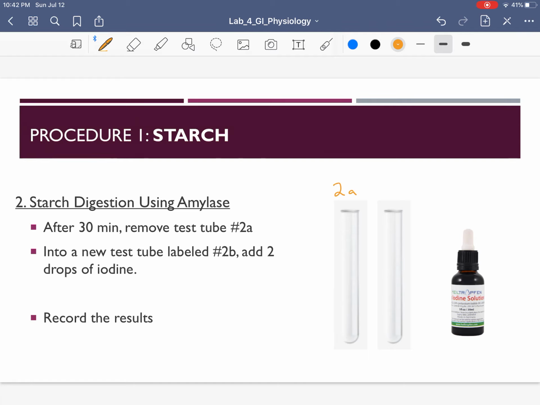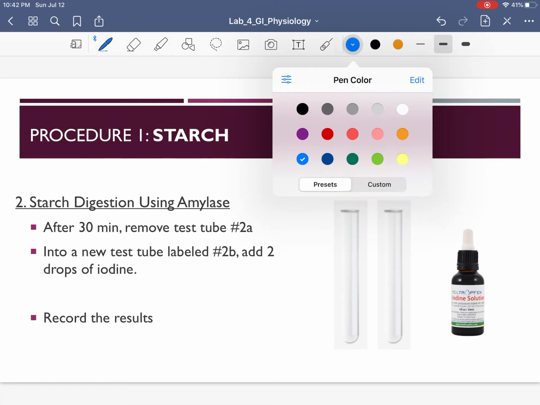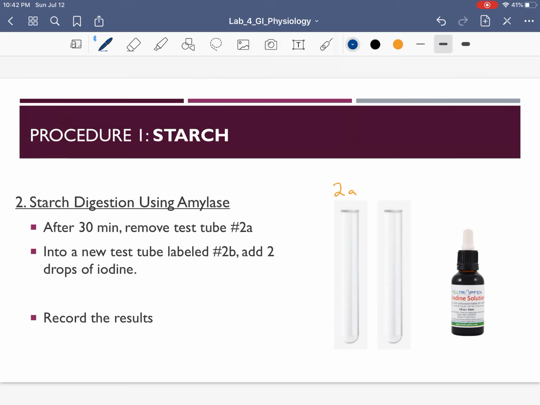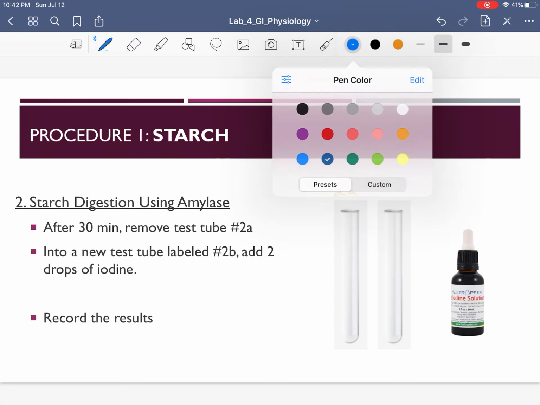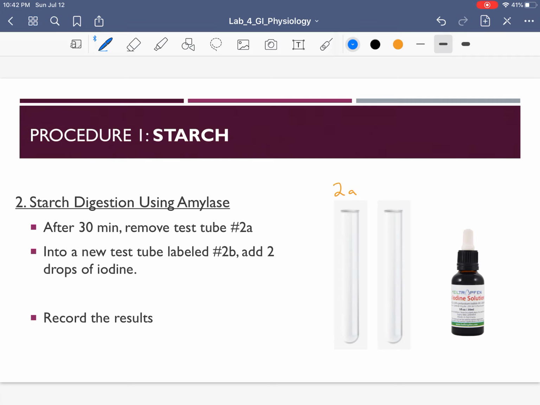And its color now is probably going to be maybe a little bit darker blue. But I don't want you to confuse this with a dark blue. Let's just keep it at that same lighter blue. In the lab, it'll actually be a little bit darker, but not much. So we're going to take that test tube out. And it's still going to be a light blue.